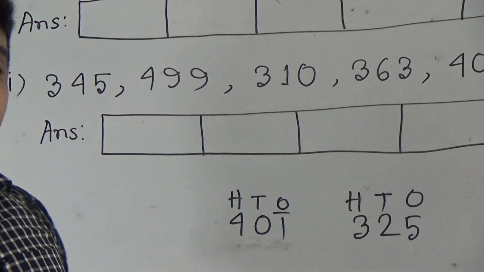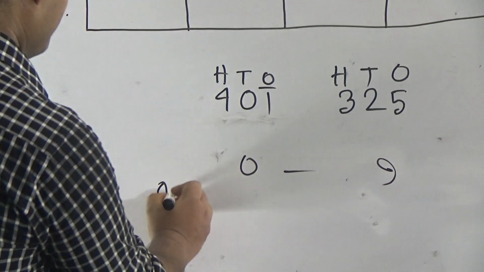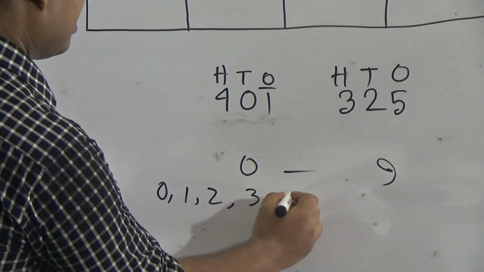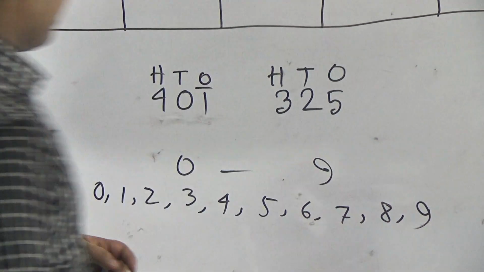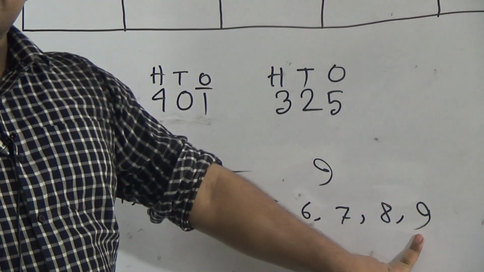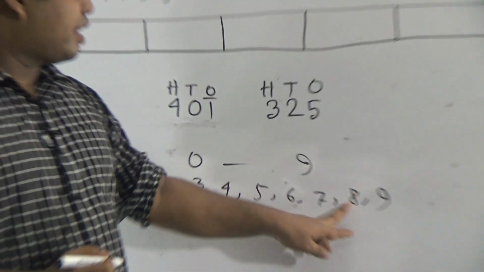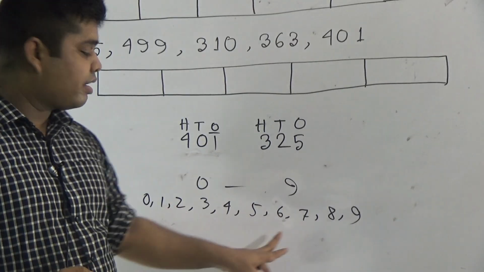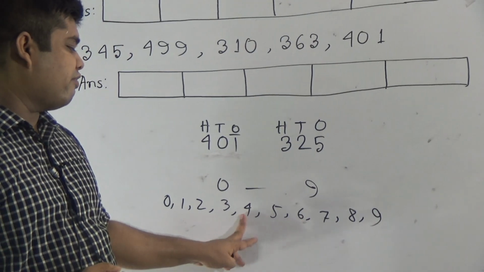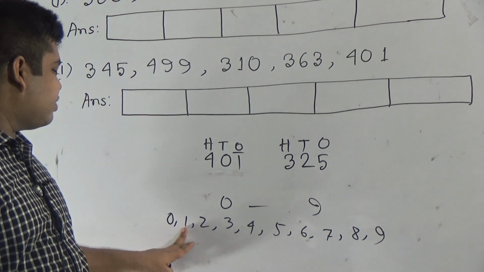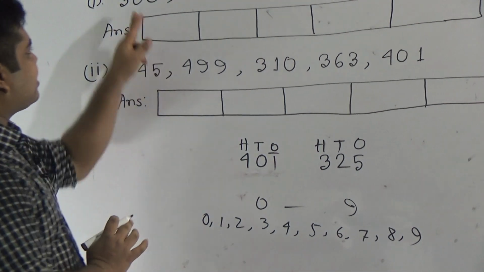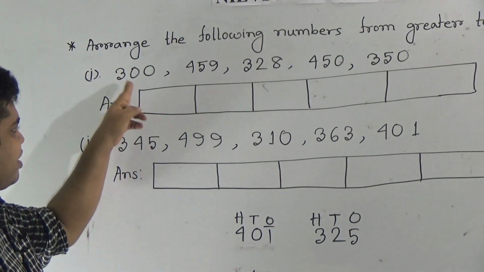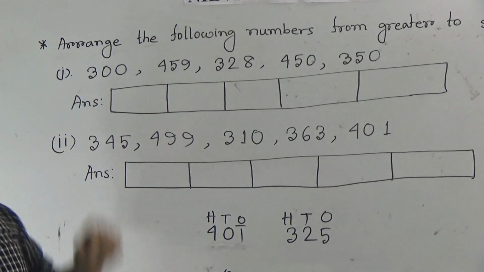And we have already learned the digits from 0 to 9. That means 0, 1, 2, 3, 4, 5, 6, 7, 8 and 9. Among these numbers 9 is greater, then 8, then 7, then 6, then 5, then 4, then 3, then 2, then 1 and then 0. By using this information, we can easily solve the question. That means we arrange the numbers in greater to smaller form.